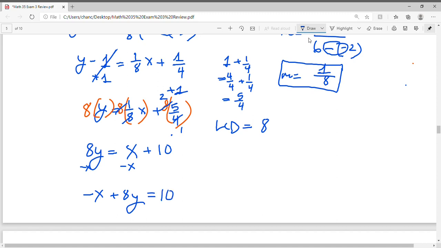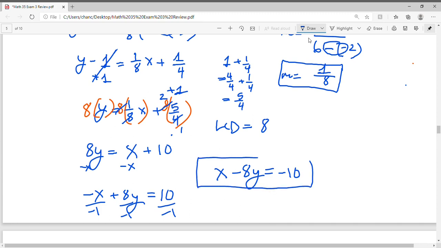And just to make this a little bit better looking, you could multiply everything by negative 1 or divide everything by negative 1. And you can simplify this to x minus 8y equals negative 10. This is our solution in standard form.